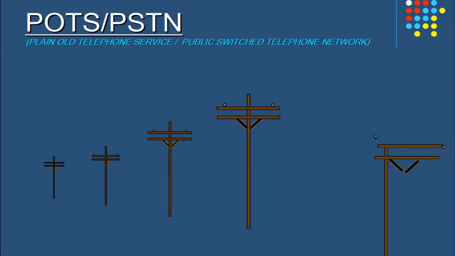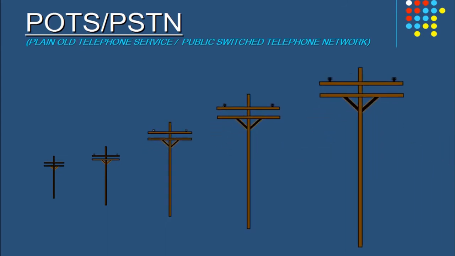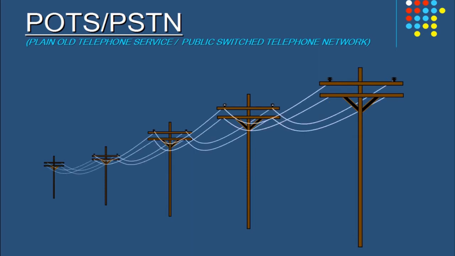POTS/PSTN stands for Plain Old Telephone Service and Public Switched Telephone Network. And these are just your plain old telephone lines. And these are slowly becoming obsolete by people who use the internet because of their slow speeds. So if you have ever used a high-speed internet, such as broadband, you will never go back to using the slow speeds of 56K, which is the speed of a standard dial-up modem. However, telephone lines do have an advantage, and that is that they are basically everywhere, and they are fairly cheap to use.